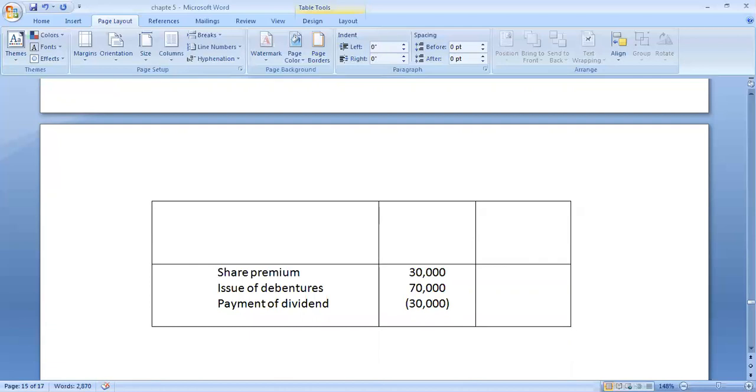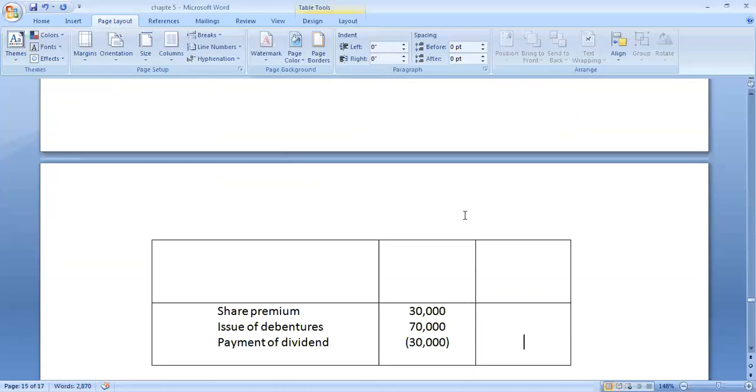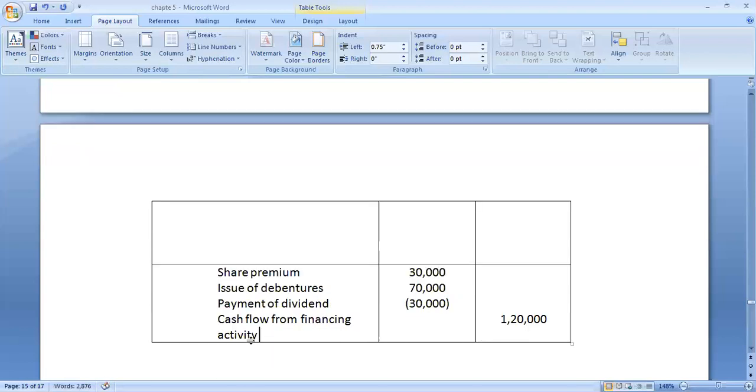Now take all the information into consideration. So 50,000 plus 30,000 plus 70,000 minus 30,000. So this 1,20,000 is the cash flow from financing activity. Okay, so this 1,20,000 is the cash flow from financing activity.